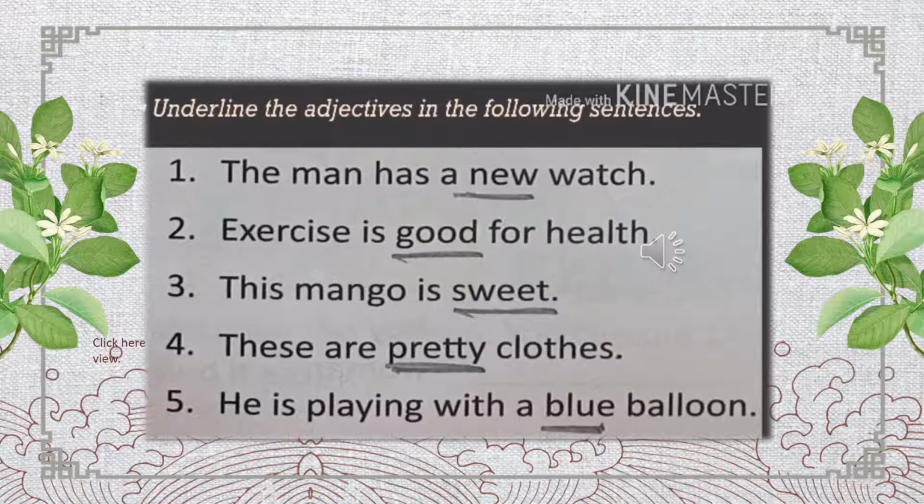Number 4, these are pretty clothes. How the clothes are? Pretty. So the word pretty is giving us more information about the noun clothes. Number 5, he is playing with a blue balloon. With what is playing? With the blue balloon. Here balloon is a noun and the word blue is giving us more information about balloon. So this is a describing word.